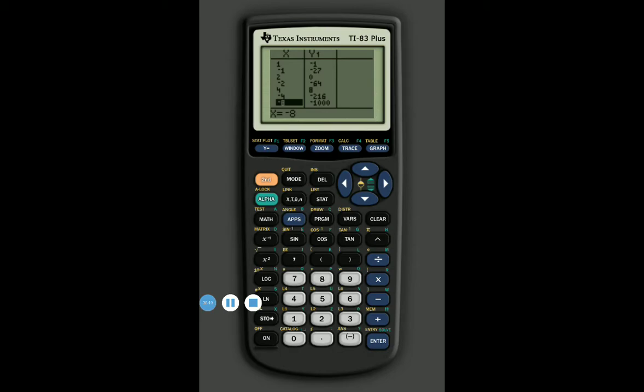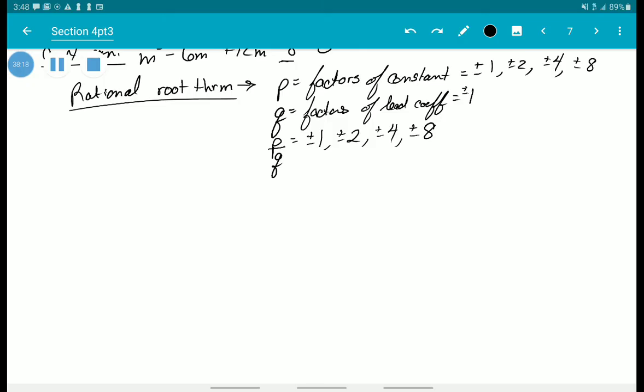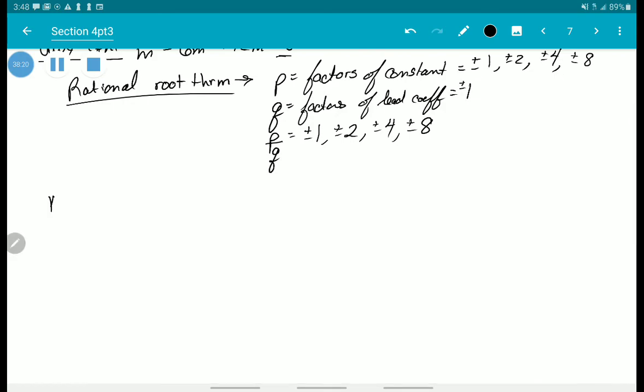So you can see we only have one root that we know of, and that's x equals 2. We plugged in 2 and got 0. So that means, and I'm going to use m instead of x, m equals 2 is a root. So m minus 2 is a factor of this cubic equation. So now let's do some synthetic division.